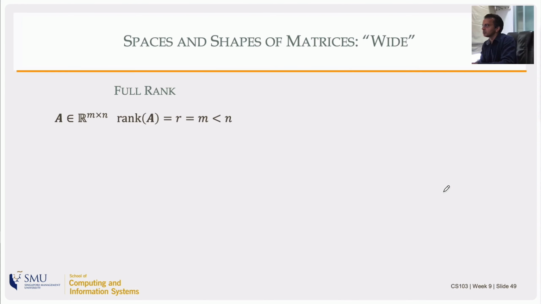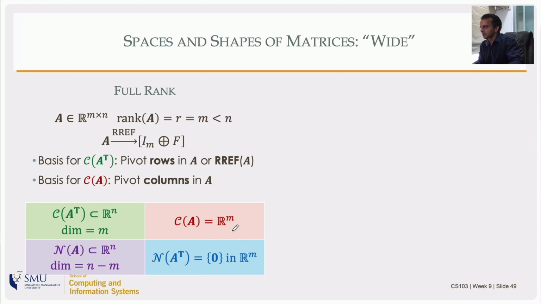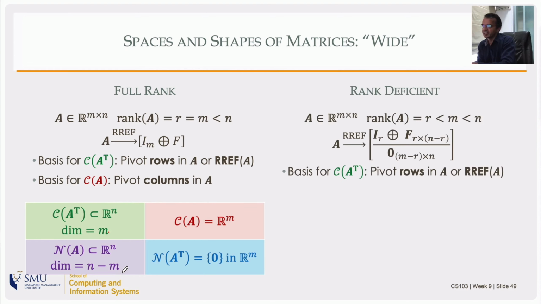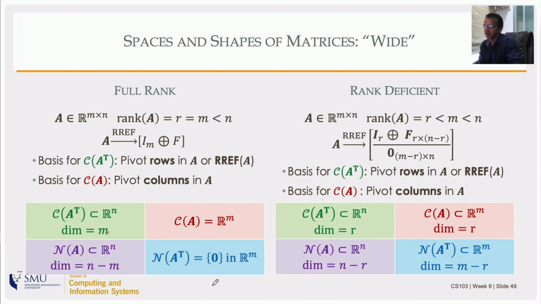Always, so once more, if it is wide and full rank, the column space is all of Rm. M is the output space, and the row space will have the same dimension m, but because n is larger than m, it's a subset. And the null space will have nullity n minus m. M is the rank. If it is rank deficient, then the situation is the same as before. The dimension of column space and row space will be the rank. Nullity will be the number of columns minus the rank, and the left nullity, number of rows minus the rank.